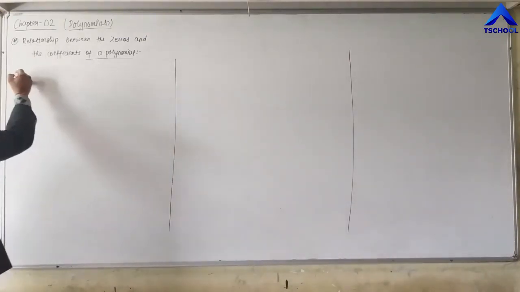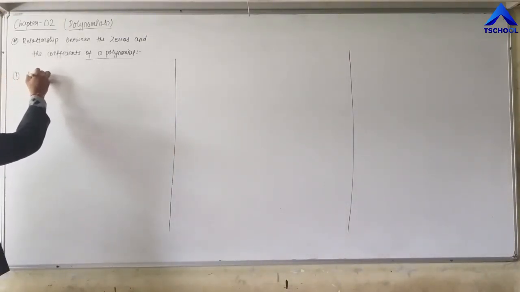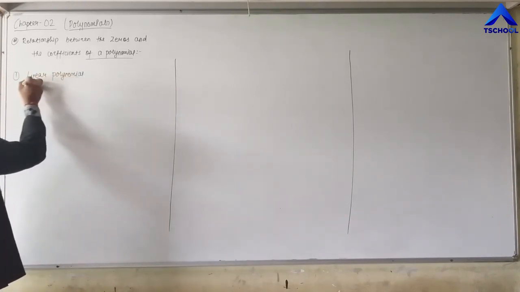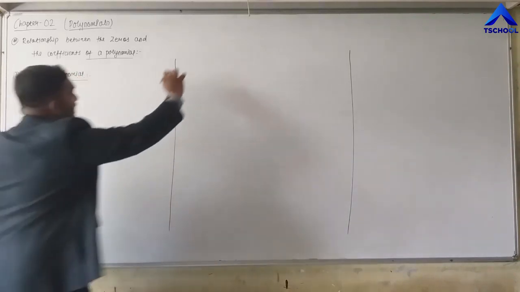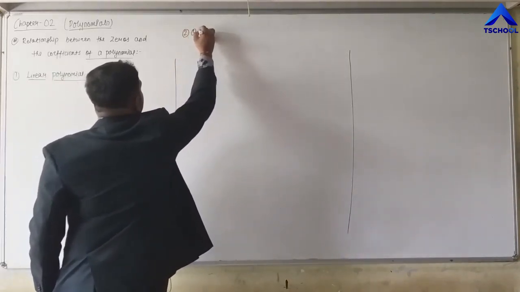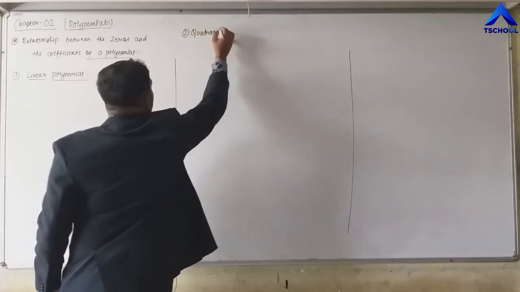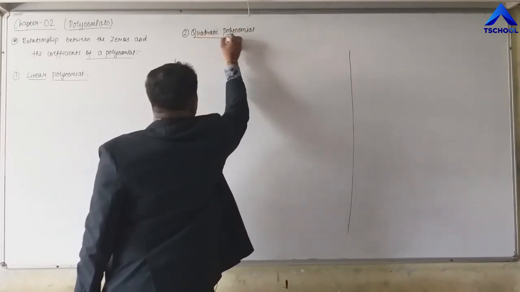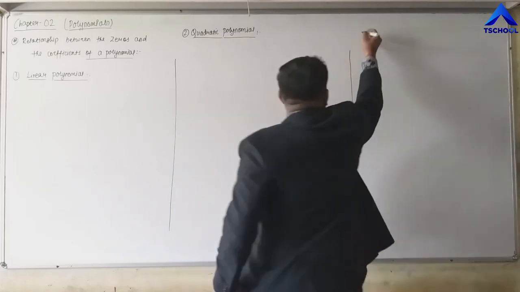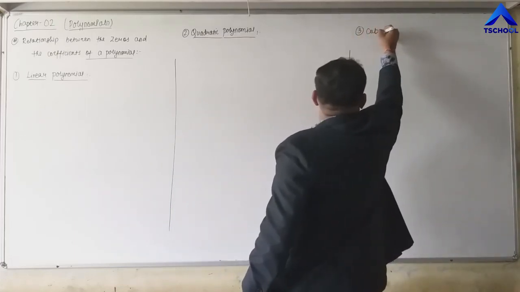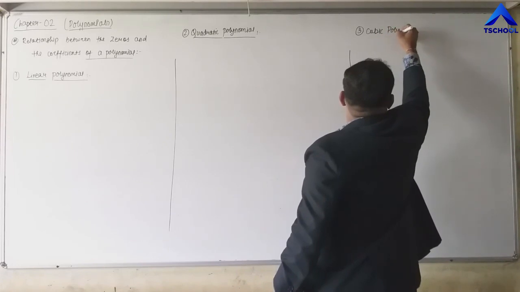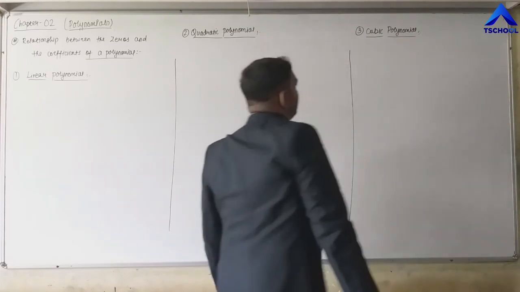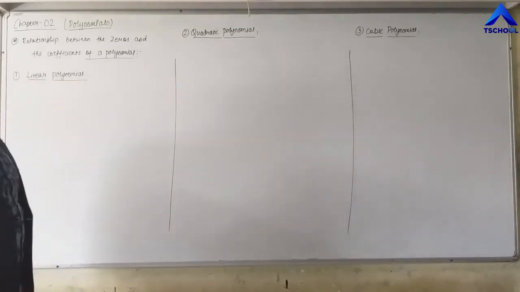Right. The first one we have is a linear polynomial. The second one we have is a quadratic polynomial. And the third thing we have is a cubic polynomial. Right? And we also know their general forms.